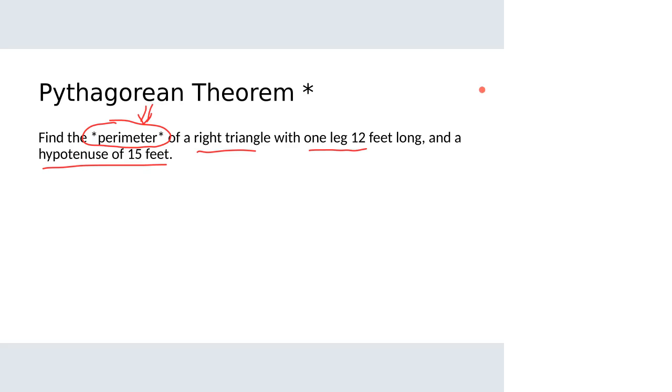And just a reminder, when we're talking about the perimeter of a right triangle, what we're talking about is the distance around the entire figure. So for perimeter, imagine myself standing up here and walking around the whole thing. How far would I have gone? That's the perimeter of this right triangle. And that's what I want you to find here. Find the perimeter of a right triangle with one leg 12 feet long and a hypotenuse of 15 feet. I'm going to set up a poll for this and let you try this one too.